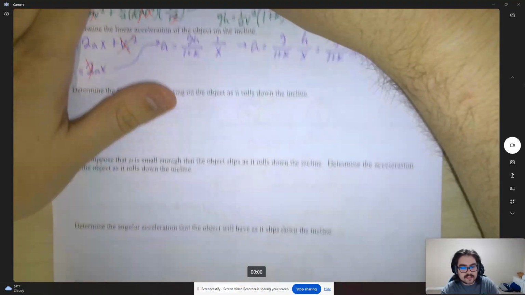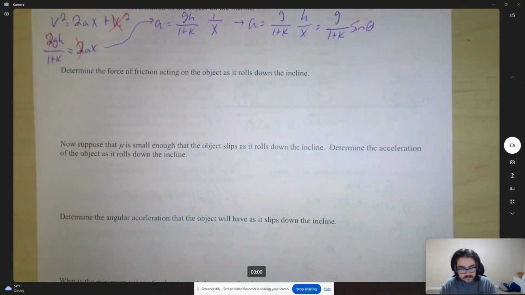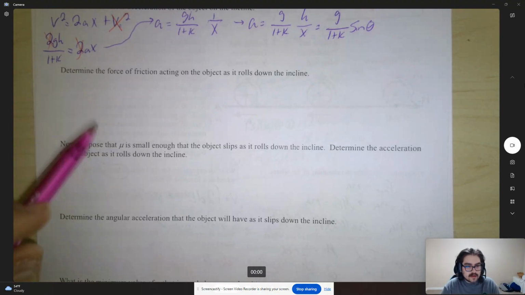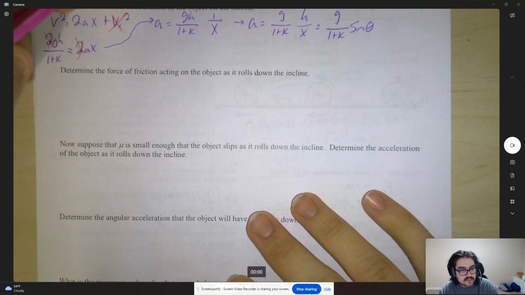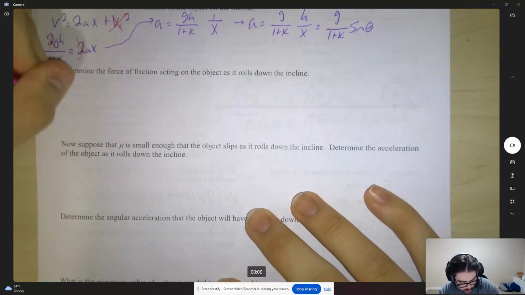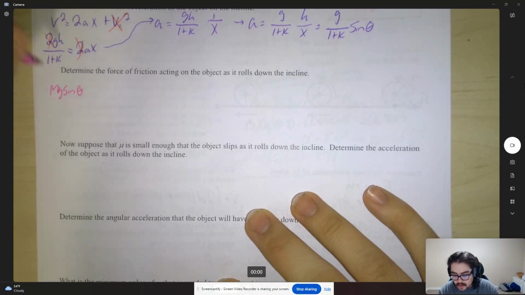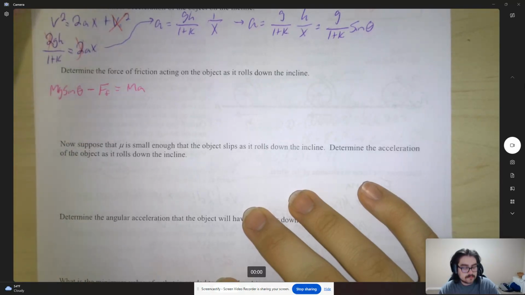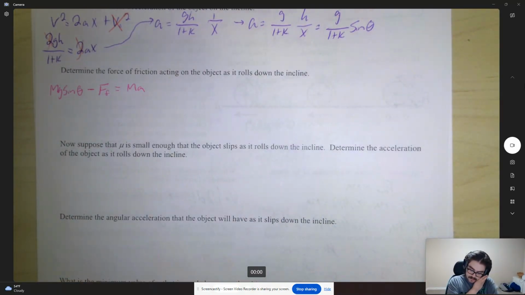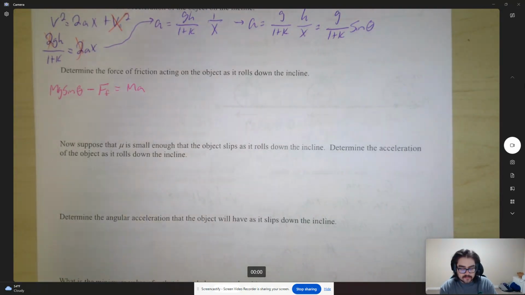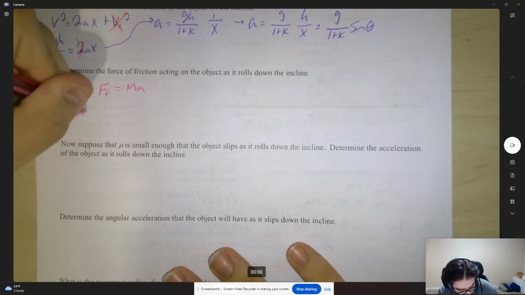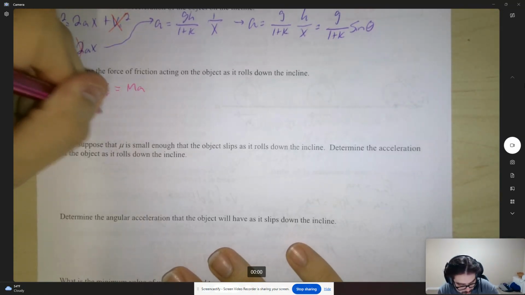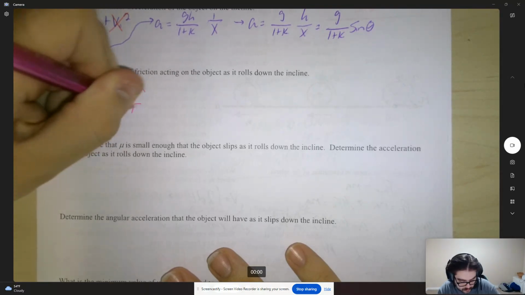Now, the force of friction acting on the object as it rolls down the incline. What we're going to do is our net forces, traditional Newton's second law. The driving force that brings it down the incline is mg sine theta, minus the force of friction, equals ma. Now all I have to do is get the force of friction, that's what I'm looking for. So I end up getting mg sine theta minus ma equals force of friction.